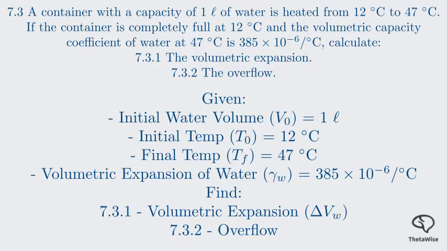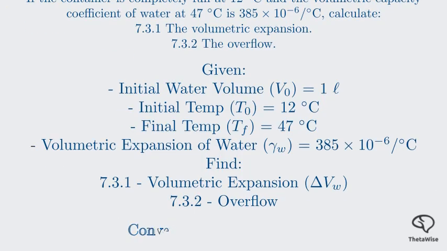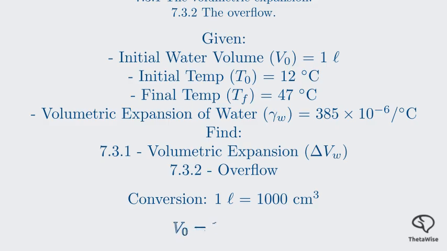Before we proceed, we must convert the initial volume from liters to the standard SI unit, cubic meters. Or, for this particular problem, cubic centimeters is more convenient since the volumetric coefficient is in per degree Celsius. We know that 1 liter is equal to 1,000 cubic centimeters. So our initial volume V naught is 1,000 cubic centimeters.